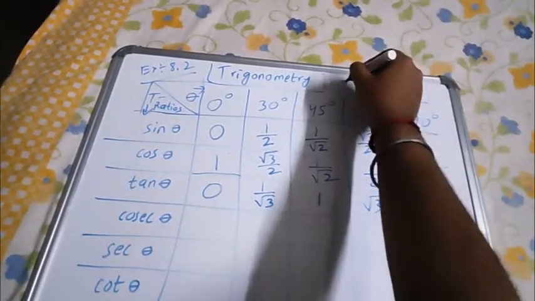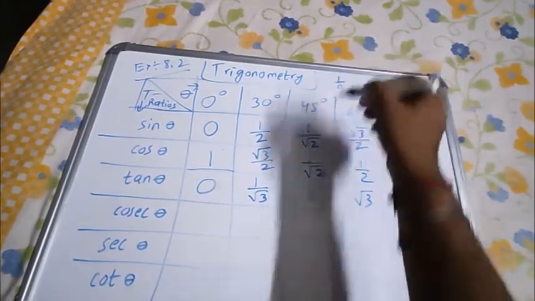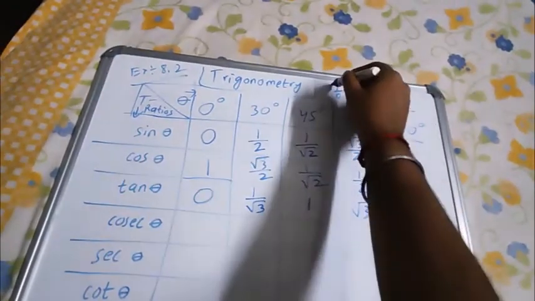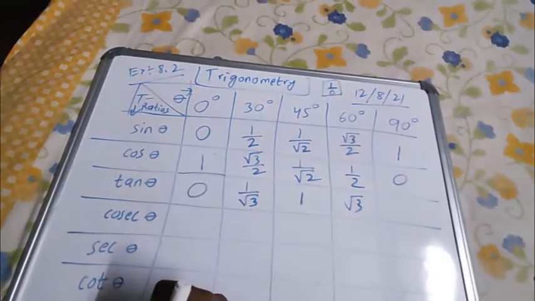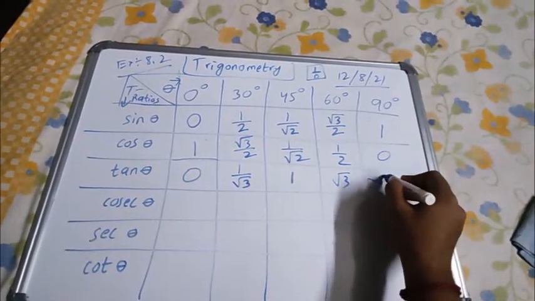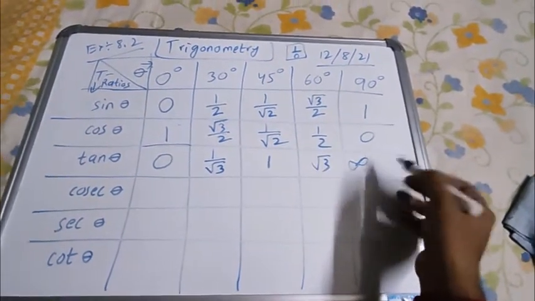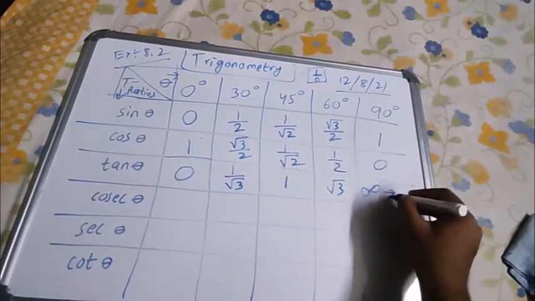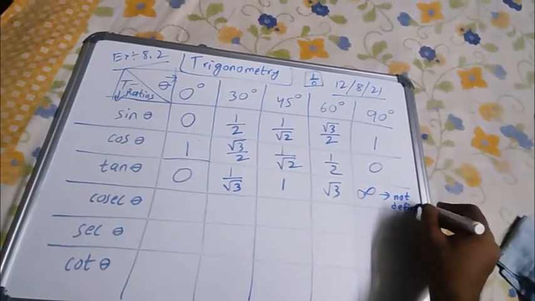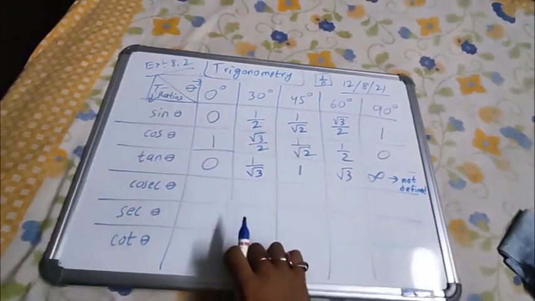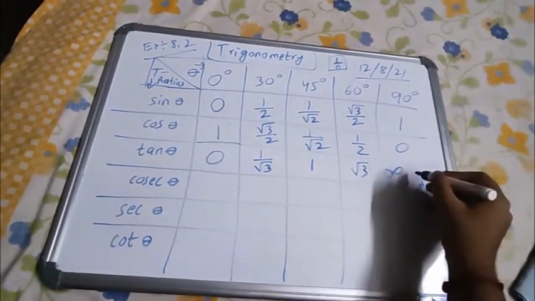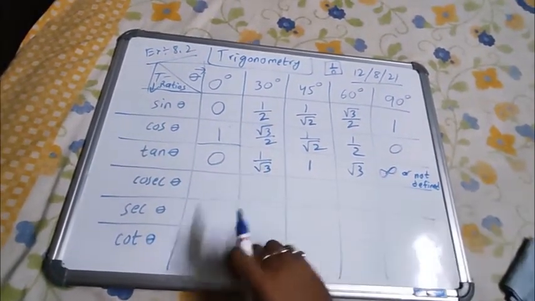Try dividing 1 divided by 0 at your home and tell me in the next class what value you will get for 1 by 0. Actually, the value that you will get is infinity. Its symbol is this, infinity, or it is also called not defined. In your book you will find it written as not defined. So I will write: infinity or not defined.